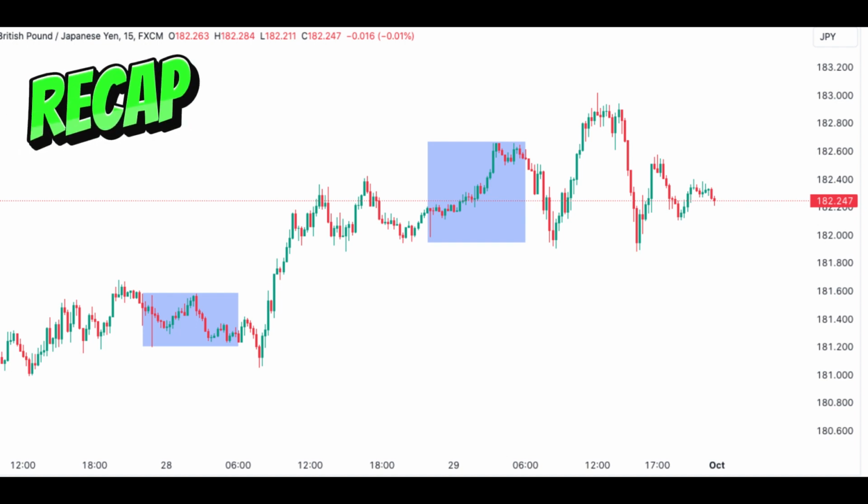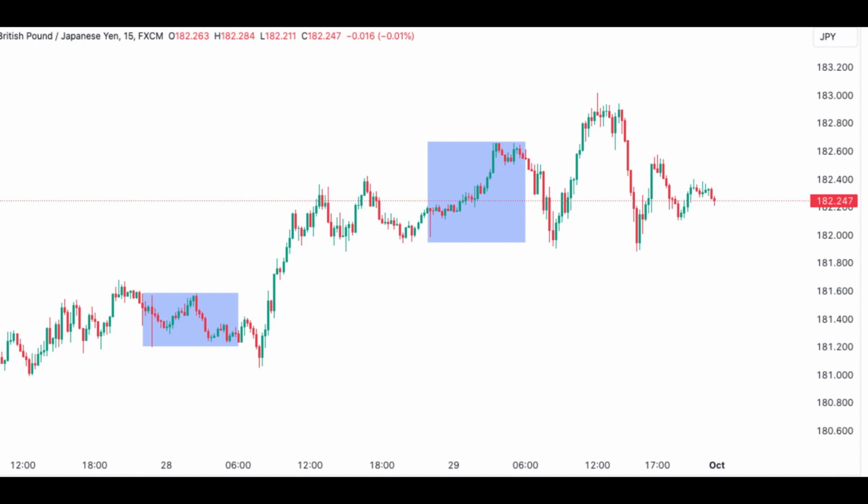A very quick recap of this strategy. Make sure you box out the entire Asian range. Start from the market close from the previous day to pre-London open at 7 a.m. Your time zone should be set at UTC and the whole analysis be done on the M15 time frame.